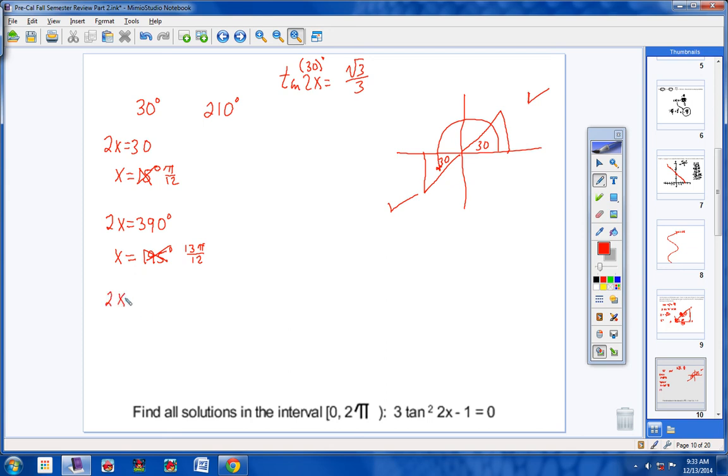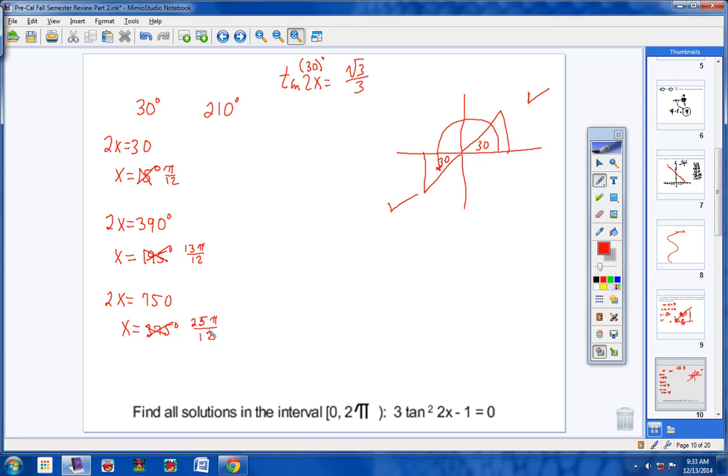So 2x now equals 750. Divide both sides by 2. And you'll get 375 degrees. But we want it in radians, okay? And I think that's going to go too far right there, to be honest with you. Well, if you convert that to radians, you're going to get something bigger than 2 pi. Look what you're going to get. You're going to get 25 pi over 12.